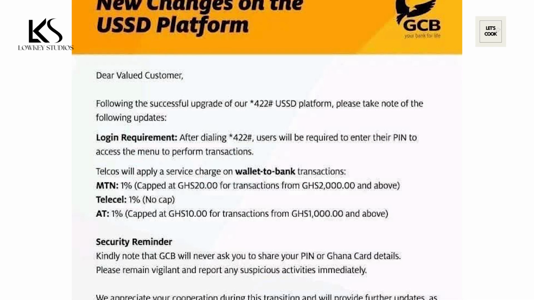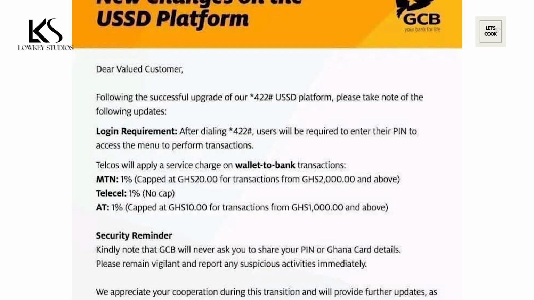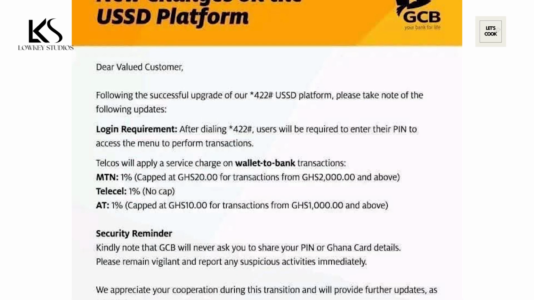So for you to access, after dialing the star 422 code, as a user, you'll be required to enter a PIN. That is your PIN code, ladies and gentlemen. Your PIN code to access the menu to perform transactions. So initially, security-wise, that is why they are doing these things. So just like what they used to do initially, you dial the code, you enter your secret PIN, and then you have access to the menu to perform your transaction.